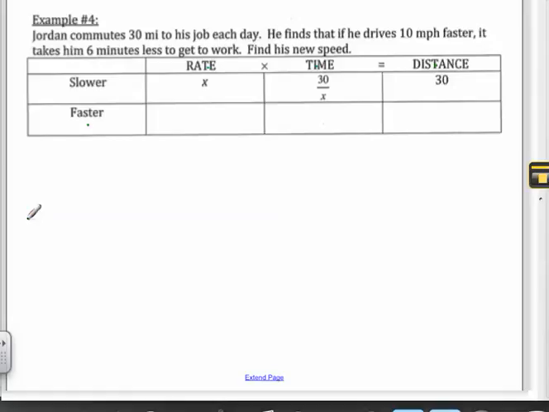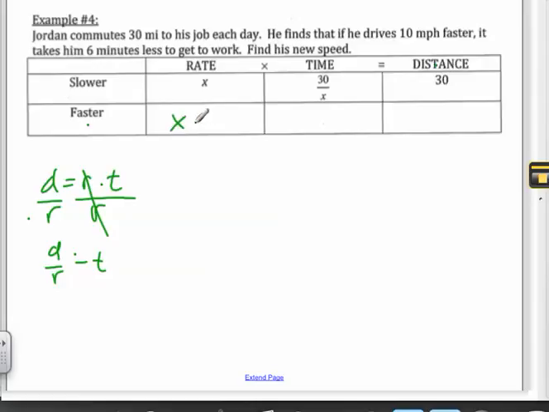His time is the distance divided by the rate. Remember, if distance equals rate times time, if I divide both sides by r, time is equal to distance divided by the rate. So in this case, that would be 30 miles divided by x for the time. And look what happens when I multiply x times 30 over x, I get the distance, which is 30. Now let's look at this.